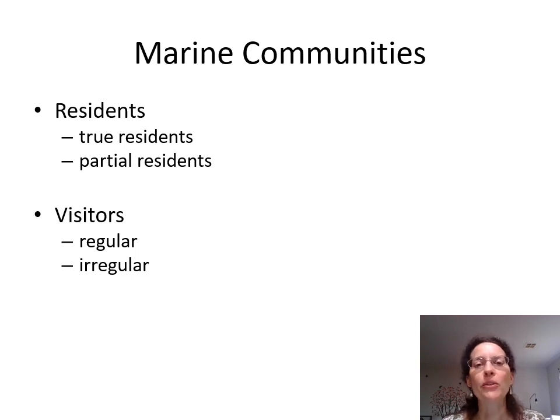When we look at marine communities, we have a lot of different fishes out there. So this is our potential for those biotic interactions. We have our residents and we have our visitors. Our resident fishes, we can break into two groups. We have our true residents and our partial residents. True residents, those are the fish that are going to spend their entire life cycle within that habitat type. We call those true residents. That's where they're always found.